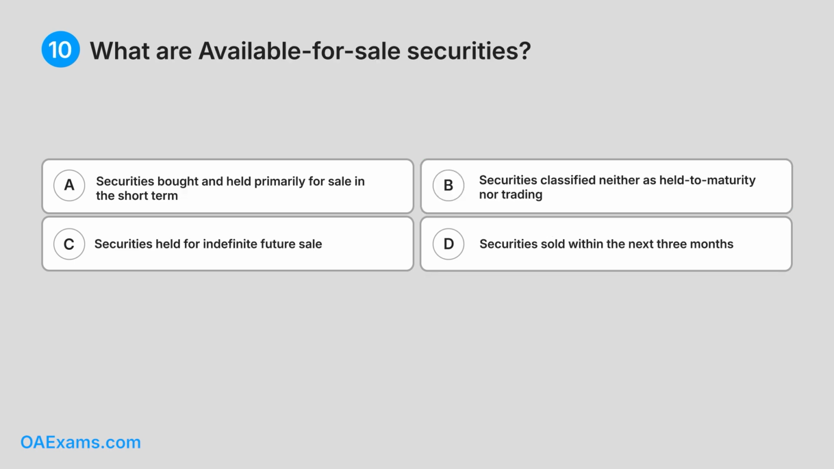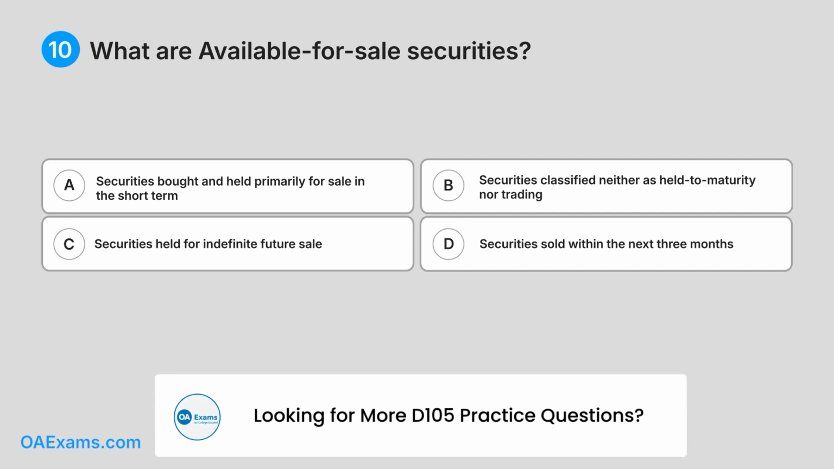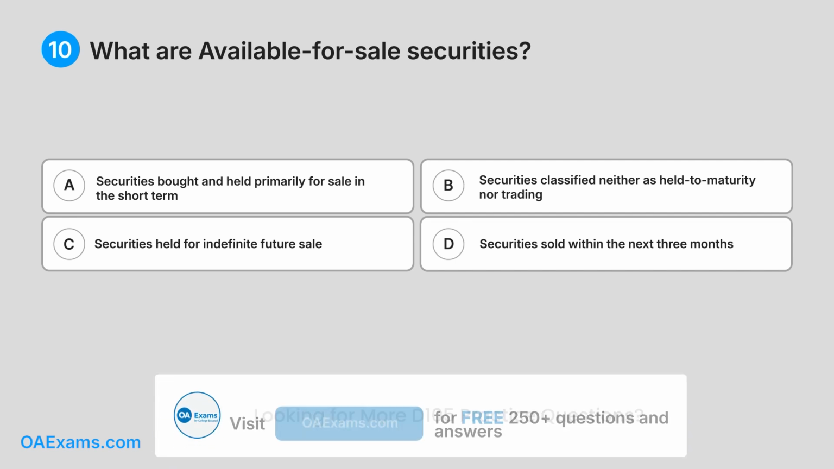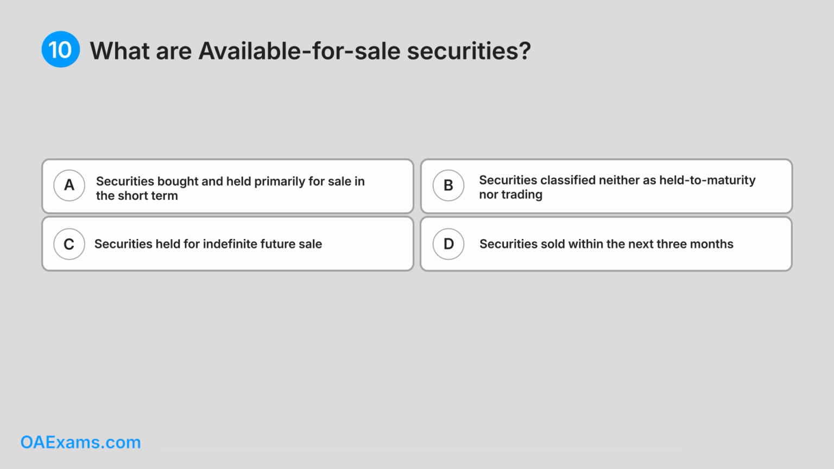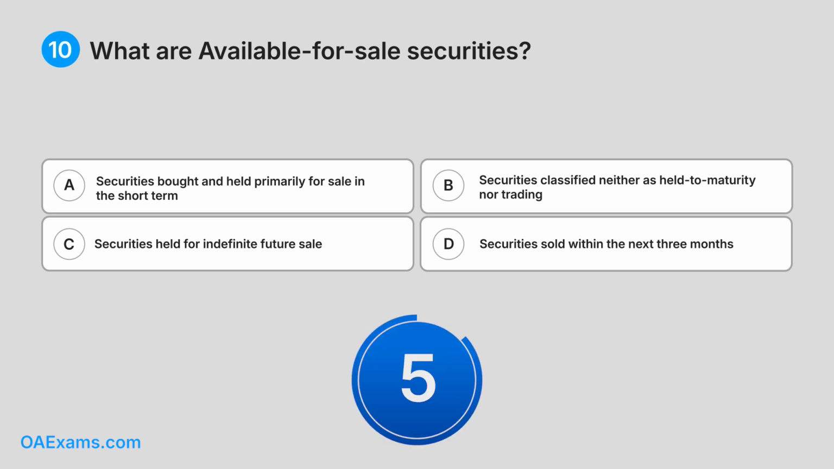10. What are available-for-sale securities? A. Securities bought and held primarily for sale in the short term. B. Securities classified neither as held to maturity nor trading. C. Securities held for indefinite future sale. D. Securities sold within the next 3 months. What do you think is the answer?